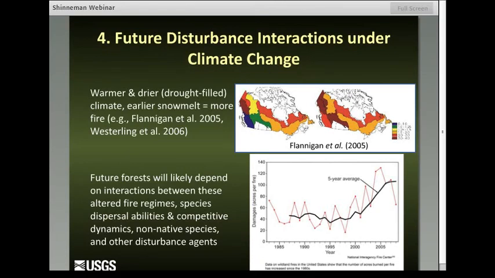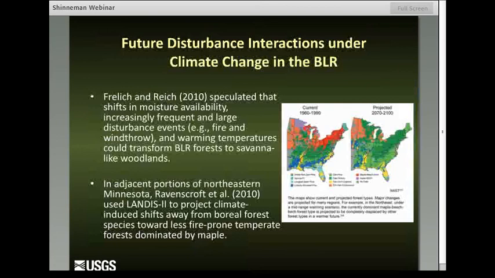And so besides thinking about the further interaction of climate change on species distributions alone by looking at bioclimatic envelopes or shifting ecological niches, future forests are likely going to depend significantly on interactions between these climate-driven altered fire regimes, as well as species dispersal abilities and competitive dynamics, the influx of non-native species, and then interactions with other disturbance agents. So these are going to continue to be important dynamics into the future.